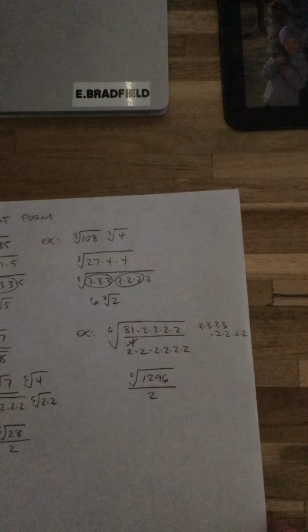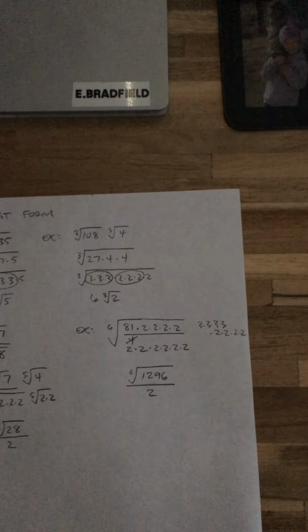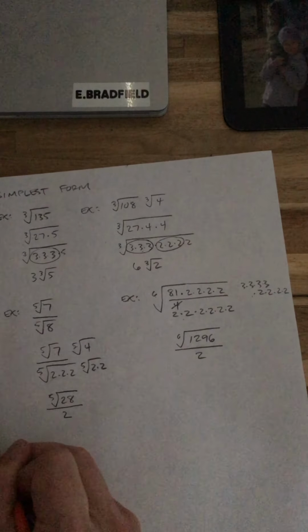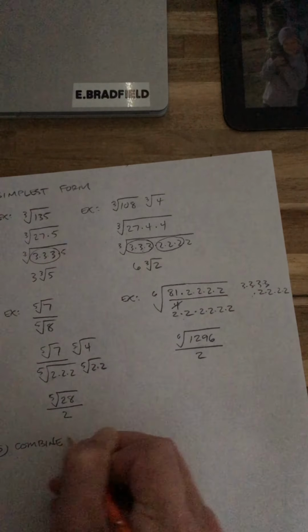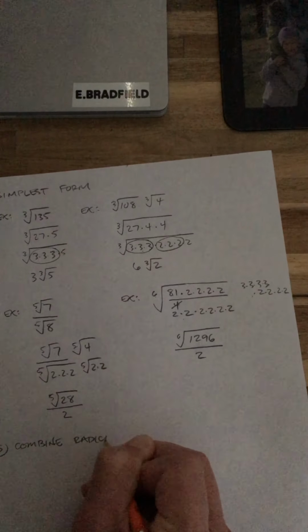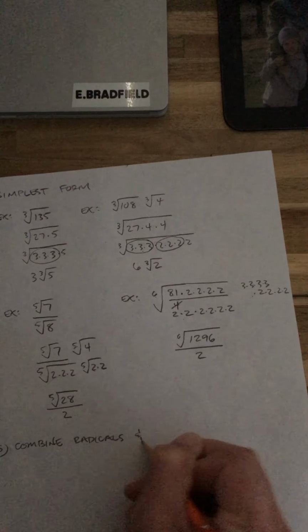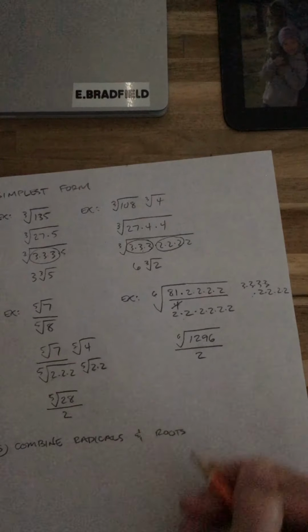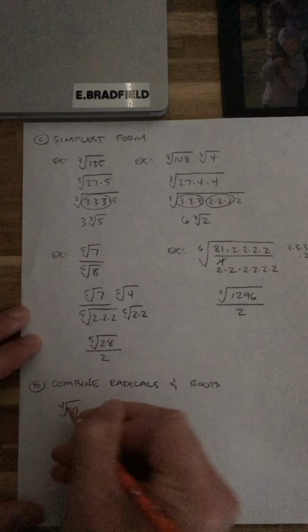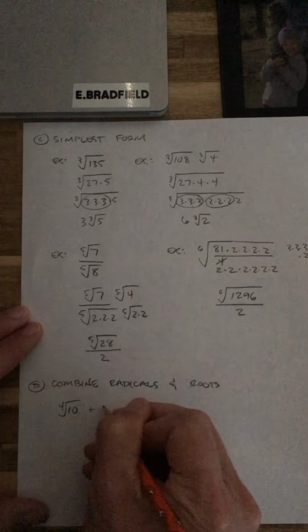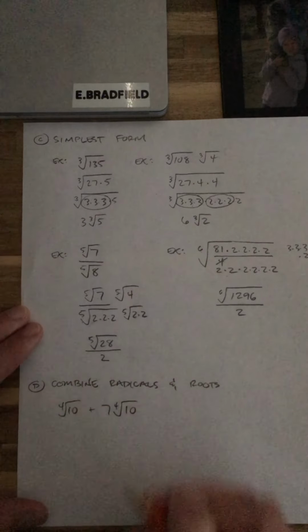Let's move on. Let's see, we have combining radicals and roots. So let's do part D. Combine radicals and roots. Okay. And here is my first example. I have the fourth root of 10 plus 7 times the fourth root of 10.